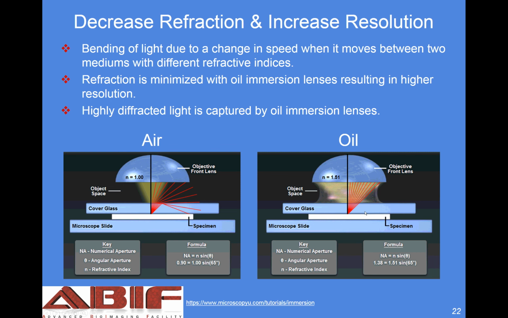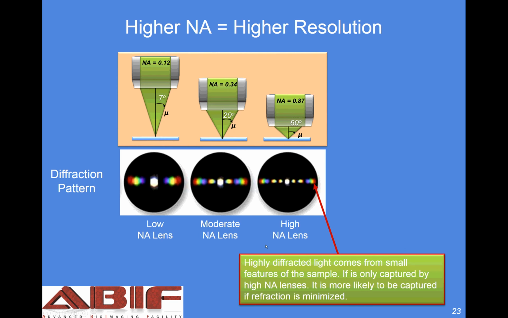So if we think back to that diagram I also showed, it's these high numerical aperture lenses, which can be water or oil immersion, that will be able to collect this highly diffracted light, say third order diffracted light, and this is coming from the small features in the sample and giving us better resolution.